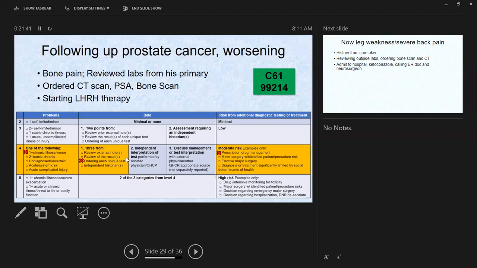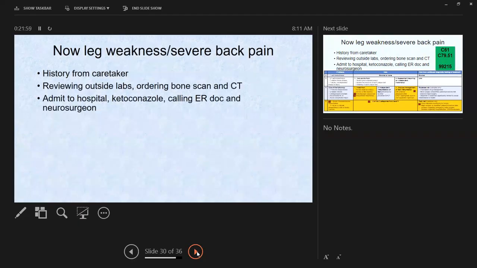For data, ordering unique tests: CT scan, PSA, bone scan. Actually, you get a 4th because you also reviewed outside labs from his primary. Either way, this can be a level 4. Prescription drug management such as LHRH therapy makes this a 99214 patient because 3 of the categories hit level 4. Remember, you only need 2 of the 3 to get there.